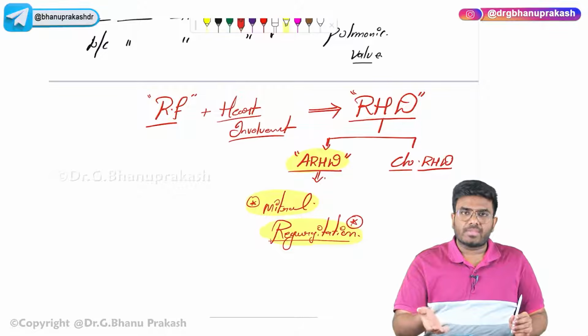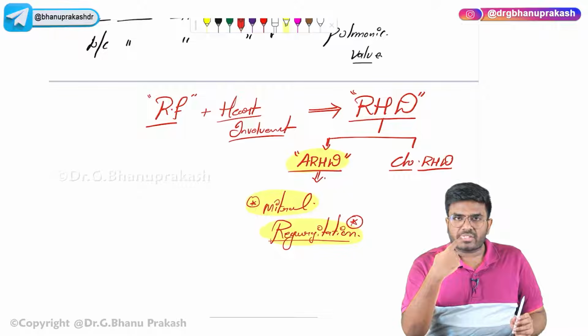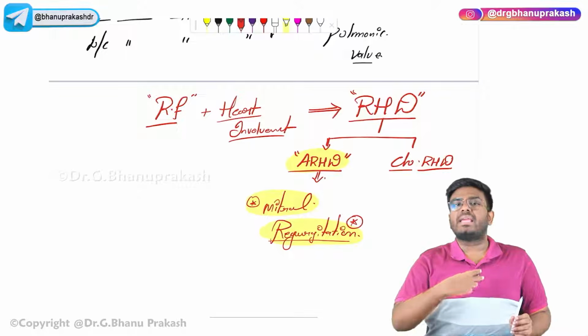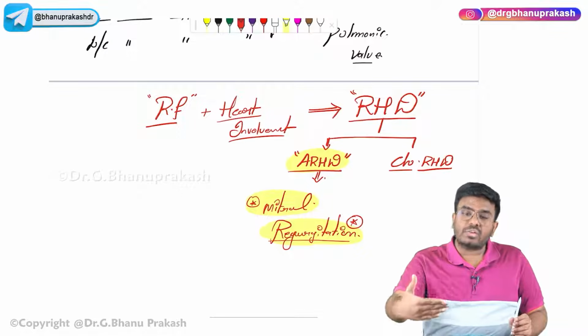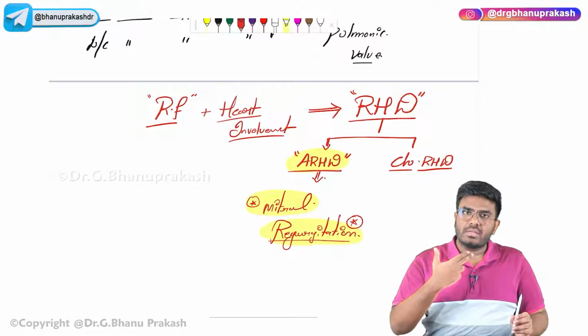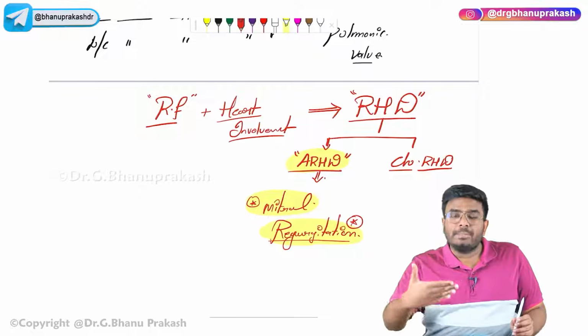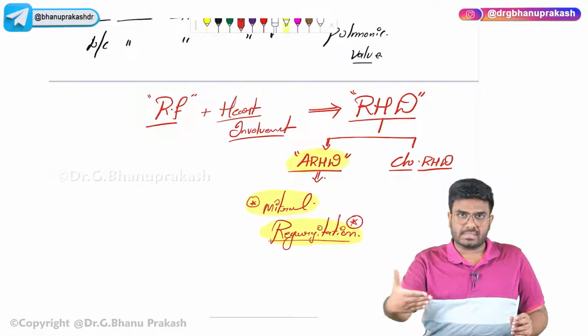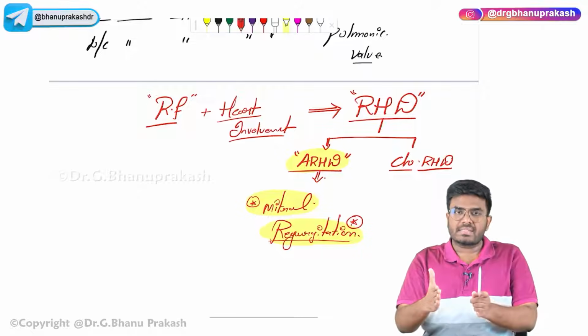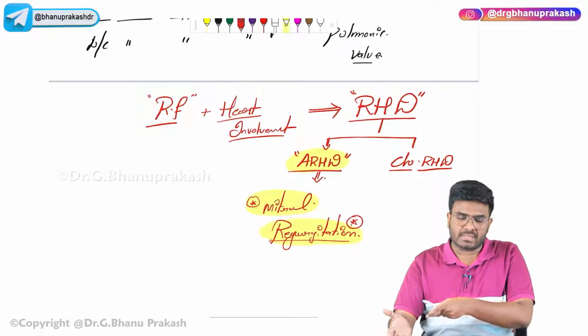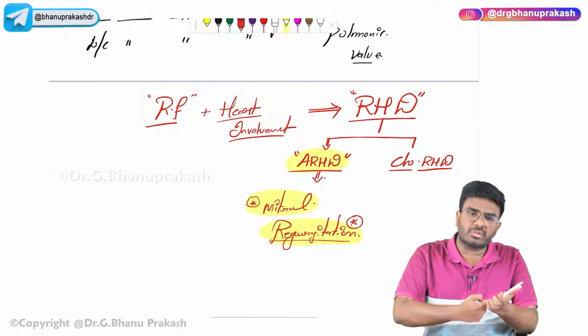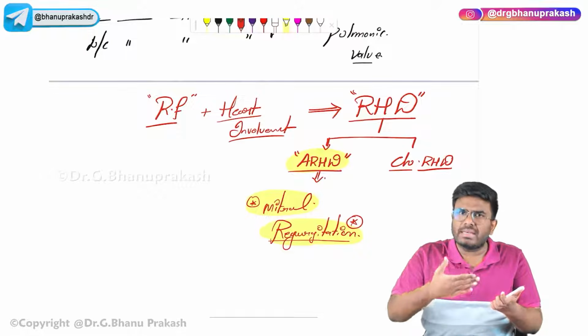Okay, after 1 year, again I get the beta hemolytic streptococcal infection. Again antibodies are produced. Again my heart is getting attacked. Again after 2-3 years, again I get the infection. Again heart involvement. So with the multiple episodes of rheumatic heart disease, the acute rheumatic heart disease will be converted into chronic rheumatic heart disease. So multiple injuries, injury upon injury, injury upon injury. So injury will heal, right?